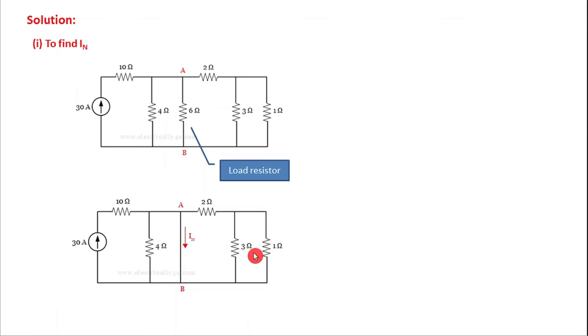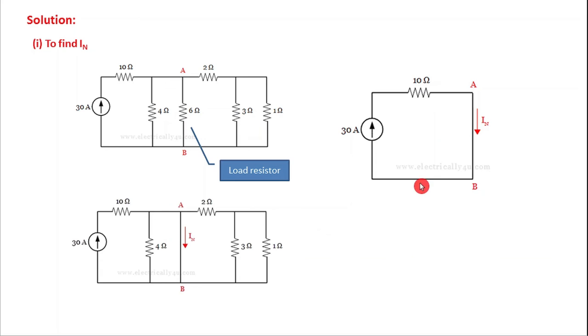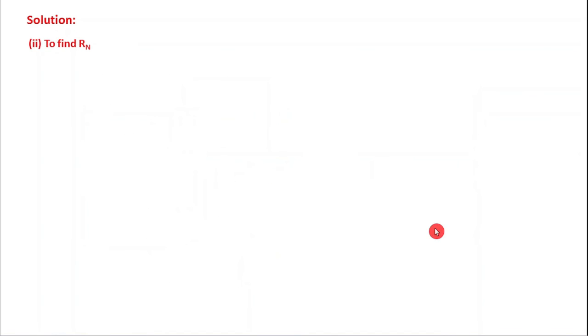So the maximum current will flow through this path. Hence, the circuit can be redrawn like this, a very simple circuit. All the remaining parts can be omitted because comparatively this has the low resistance, so the maximum current flows through this path. Now we can directly write that the Norton's current IN is equal to 30 ampere, because this is a series circuit now. The current from the 30 ampere source will flow through this path. So IN is equal to 30 ampere. Then the next step is to find RN.